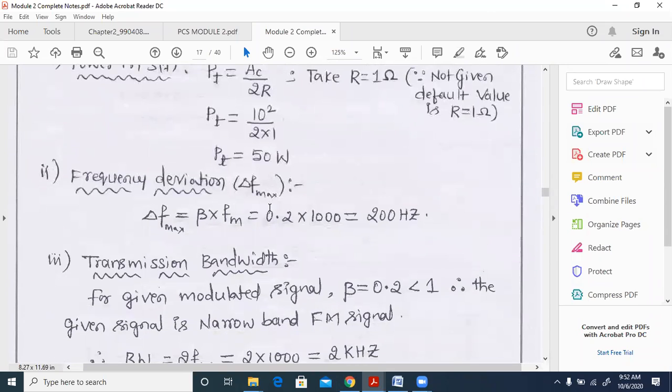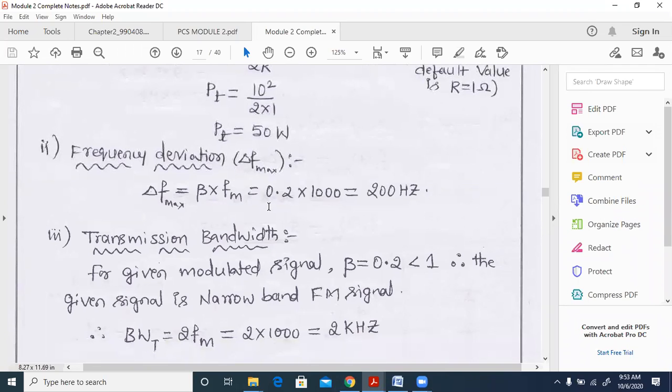Transmission bandwidth, we can write the formula, either Carson's formula, or for narrow band it is just 2 FM. Otherwise Carson formula means 2 multiplied by FM plus del F max, or 2 FM plus 2 del F max. Because the value of beta is 0.2, which is less than 1, we are just taking the narrow band formula, that is 2 FM, that is 2 into 1000 equal to 2 kilohertz.